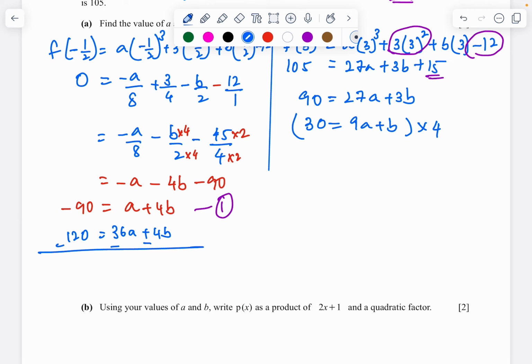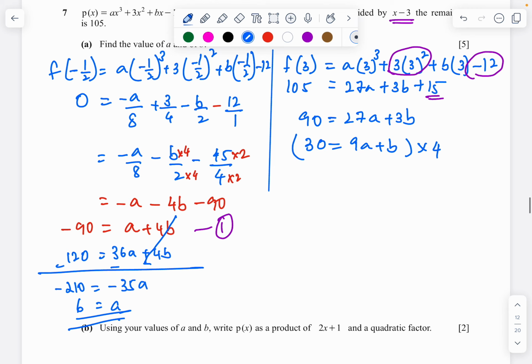So now I can cancel. So negative 35a is equal to negative 210, a equal to 6. I got a equal to 6, and when you substitute a equal to 6, then you will get b as negative 24. So these are our answers.